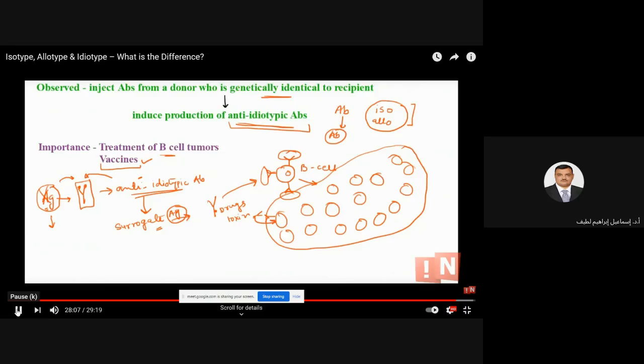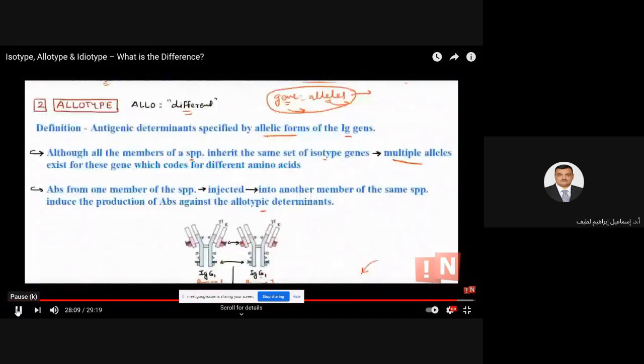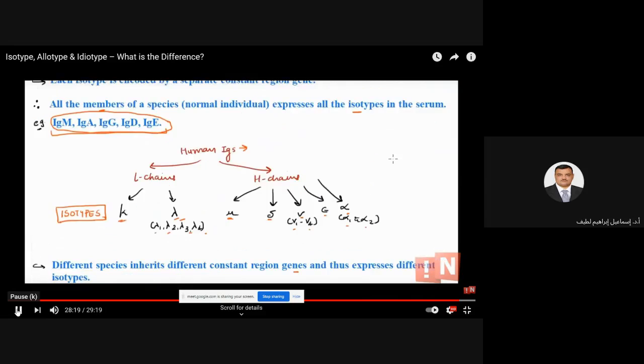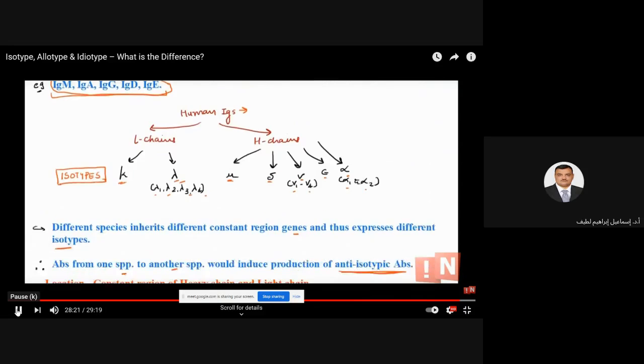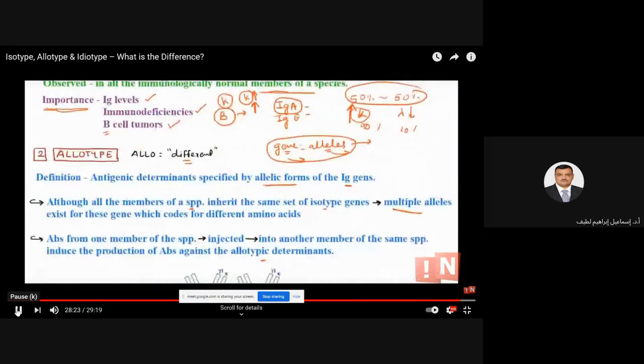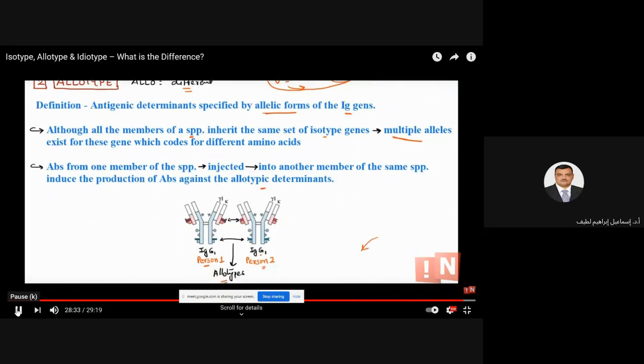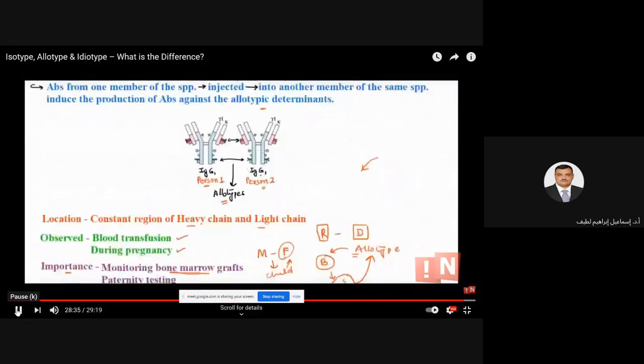So that's all. It's very easy to understand. Some key points that you need to know. Isotype, iso means same. That means all of us in one given species would have the same genes for production of heavy and light chain. Since we are talking about genes, alleles also come into the picture. It is not possible that all of us would have the same allele. We might have different alleles for that given isotype gene. Those are called the allotypes, different alleles, the difference between your antibodies and my antibodies.